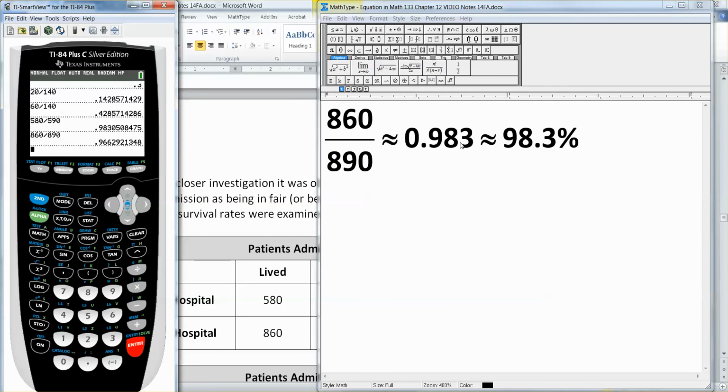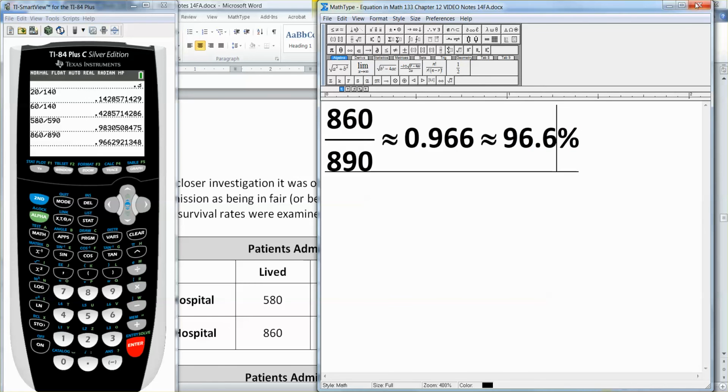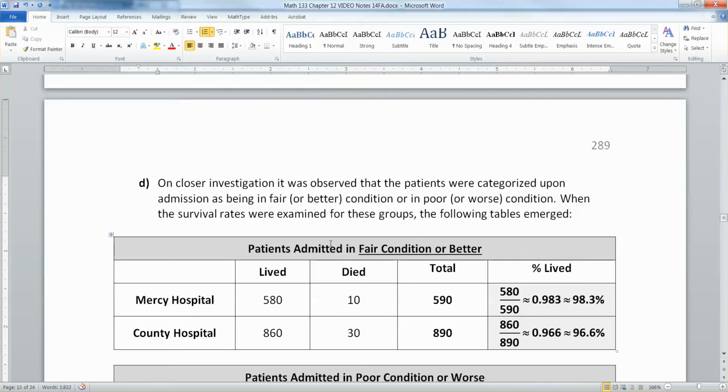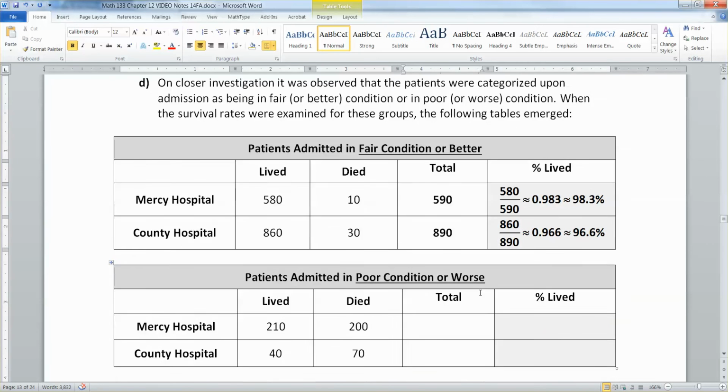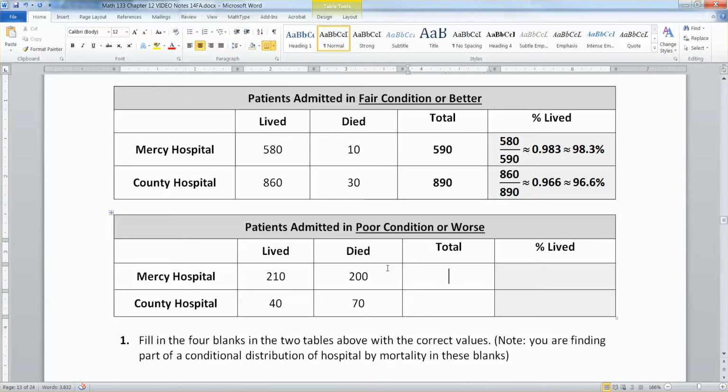That'd be 0.966. So interesting. The hospital we thought was better is actually doing a little bit worse with the patients that are in fair condition. Just a little bit. All right, now what about if you were in poor condition, if you're in bad shape, like a gunshot wound or on the verge of death, something like that.